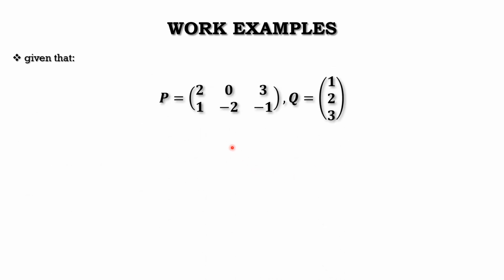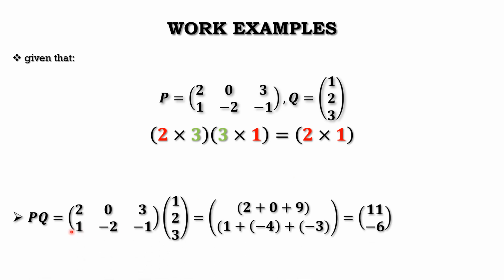So let's look at another example. We have a 2 by 3 matrix, that is 2 rows and 3 columns. Then a 3 by 1 matrix, that is 3 rows and 1 column. When they multiply, our final result will be of order 2 by 1.